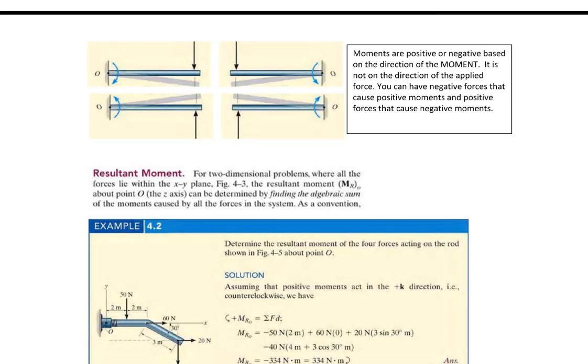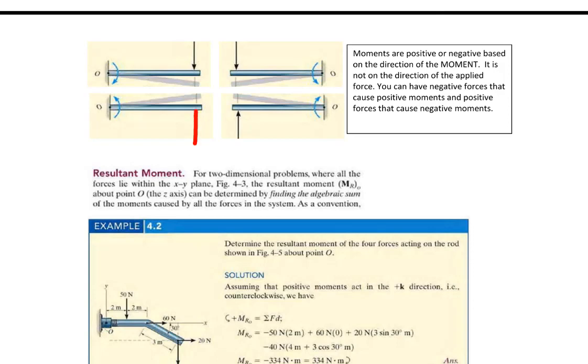Now moments are going to be positive or negative based on the direction of the moment, clockwise or counterclockwise, not based on the direction of the forces necessarily. For example, look up here. We have this negative moment. In other words, it's going in the negative y direction or the negative j direction. It's causing a bend going this way, and it's going to cause a negative moment, meaning it's a clockwise tendency.